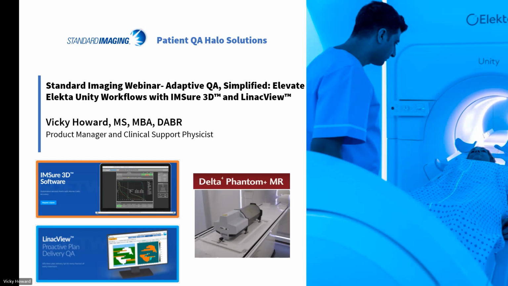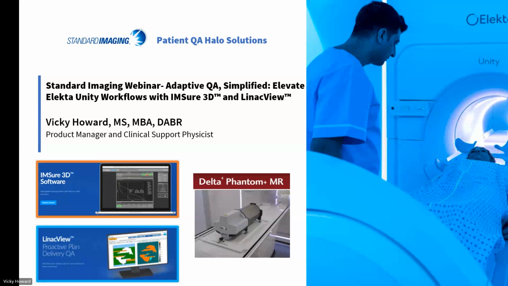Yes, we have another. LinacWatch is the same as LinacView. Yeah, we've branded it for North America here as LinacView. Awesome. We had one more. How does the calculation work for small targets such as less than 10 to 20 cc?